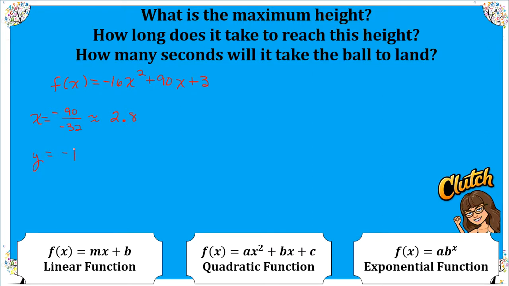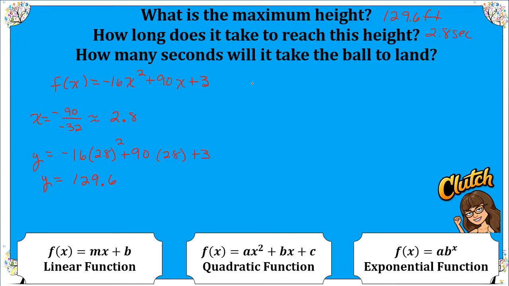Now we're going to plug that into our equation. So I have 2.8 and I'm going to square it, and then times -16, and then 90 times 2.8 plus 3. So I got 129.56. We can say 129.6. So the maximum height is going to be 129.6 feet. How long does it take? Almost 3 seconds. How many seconds will it take the ball to land?